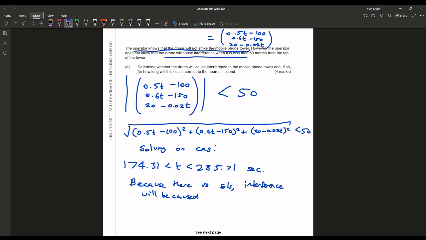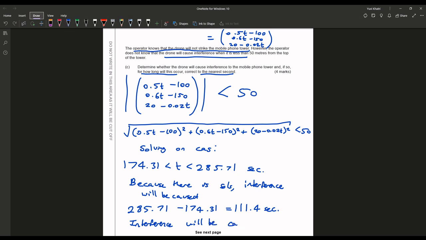But the question is asking for how long this will occur. So to get that, we just need to subtract them. And that gets us 111.4 seconds. But it wants us to the nearest second. So interference will be caused for 111 seconds. And that is the answer.